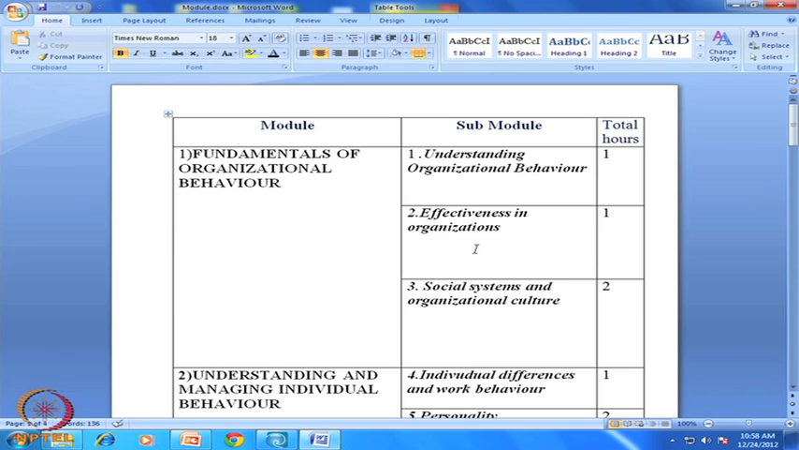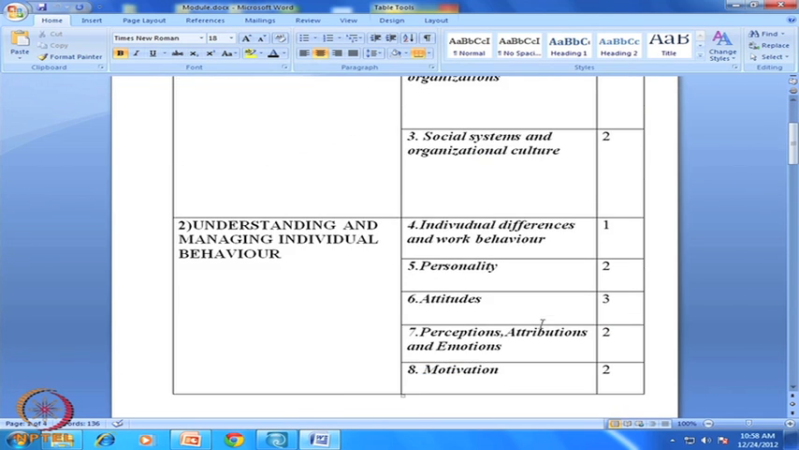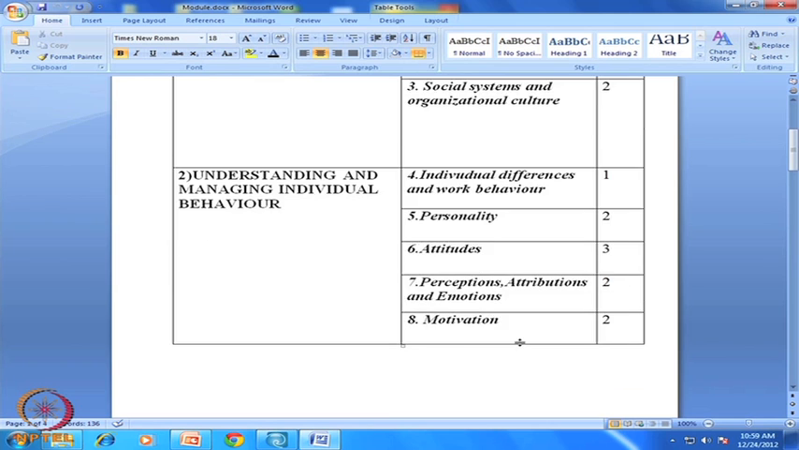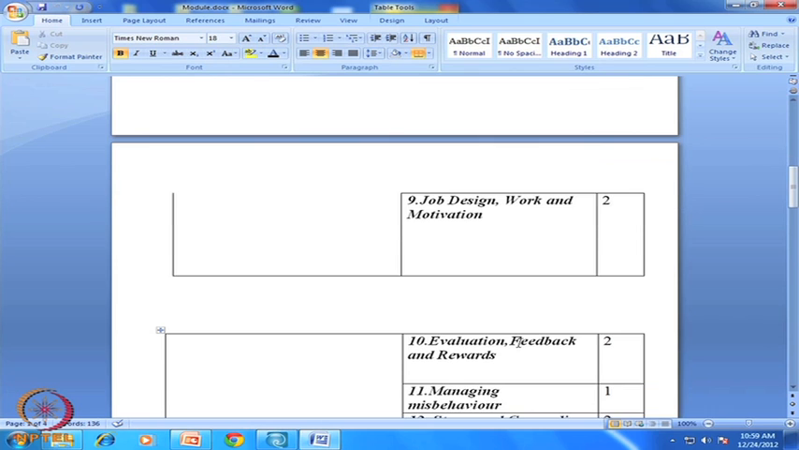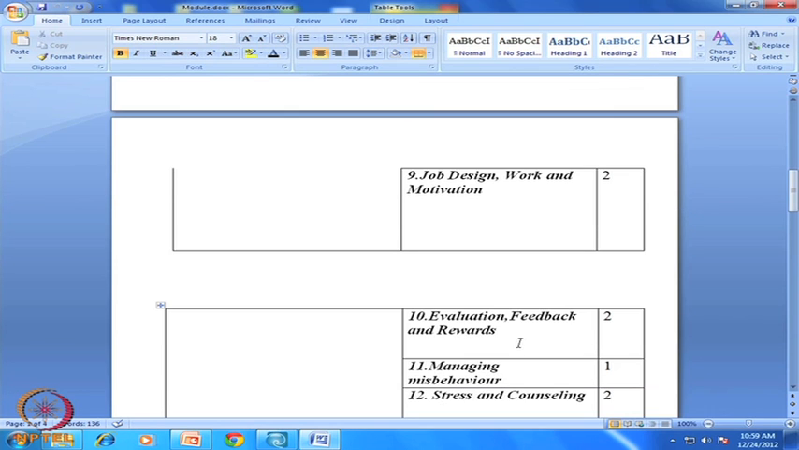Second, effectiveness in organizations. Third, social systems and organizational culture, spread across 4 hours, 1 hour, 1 hour and 2 hours for the social systems. Secondly, we will go through the module of understanding and managing individual behavior, and it is spread across the lectures like individual differences and work behavior, personality, attitudes, perceptions, attributes and emotions, motivation, job design, work and motivation. Also, evaluation, feedback and rewards, managing misbehavior, stress and counseling.